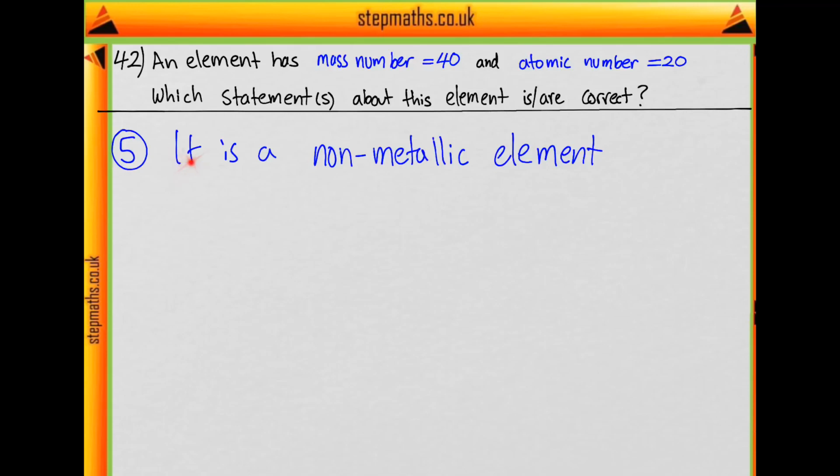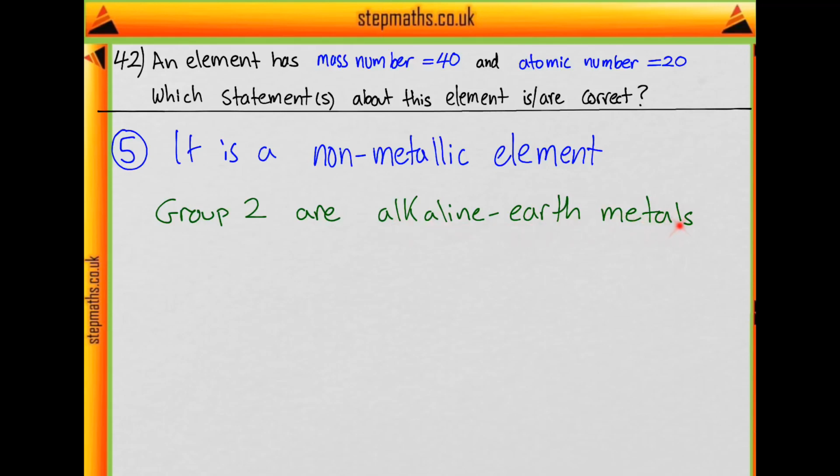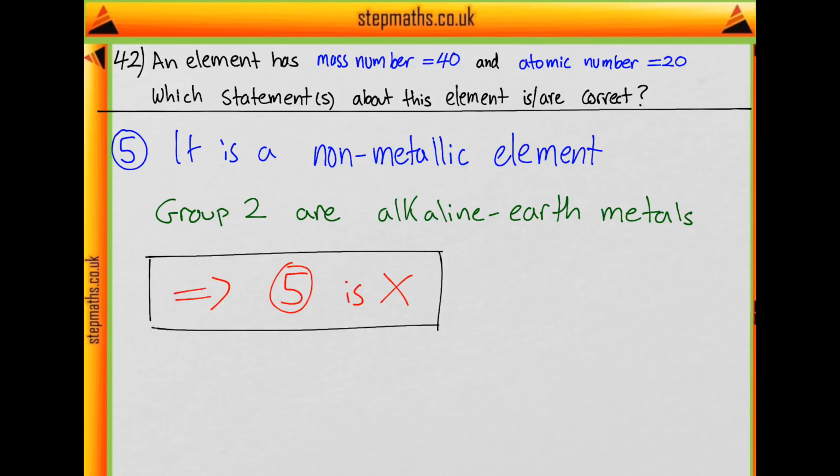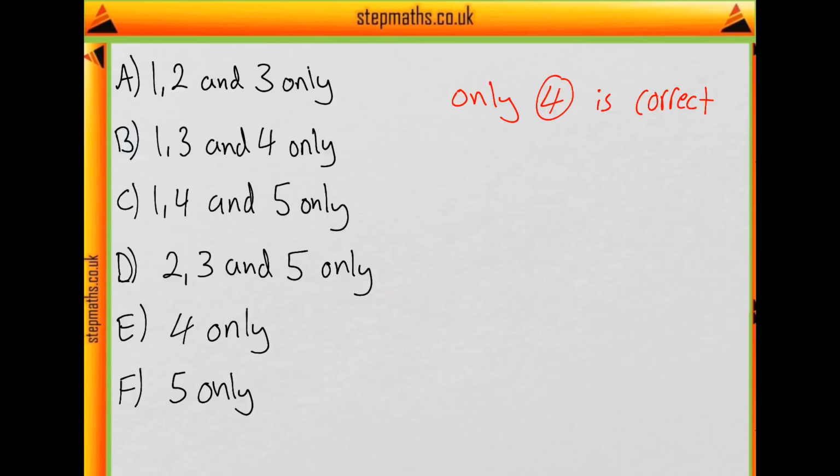Statement 5. It is a non-metallic element. We know it's a group 2 element, and group 2 elements are alkaline earth metals. So magnesium, calcium, they're all metals. So this statement is clearly incorrect. So we know only statement 4 is correct. So our correct answer here will be E.